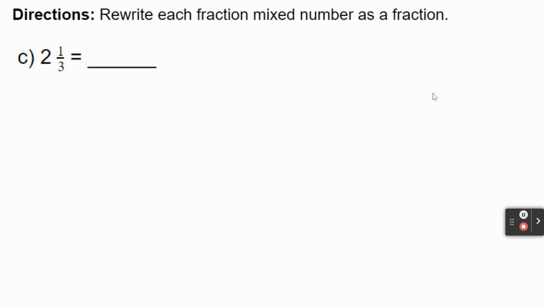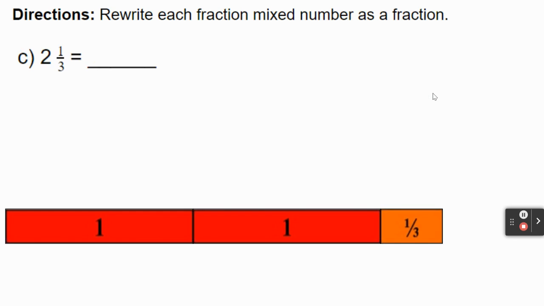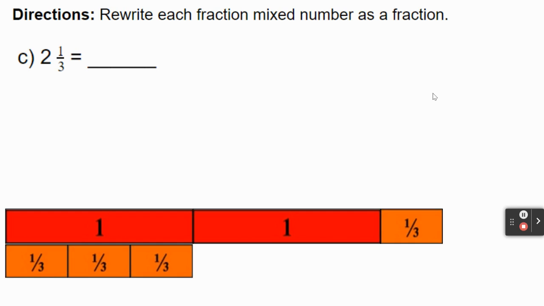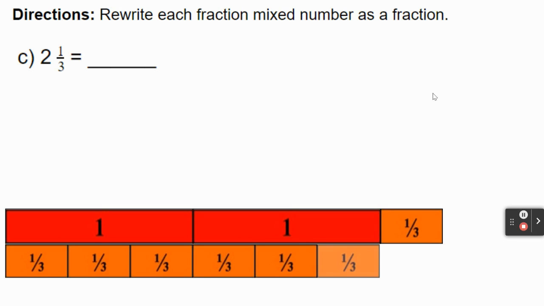Here we have 2 and 1/3. So we're going to have 2 wholes and 1/3 left over. We're going to count how many third pieces we need. Here we need 1/3, 2/3, 3/3 to make 1 whole, 4/3, 5/3, 6/3 to make 2 wholes, and 1 extra third to get to the end. So we use 7 1/3 size pieces, or 7/3.